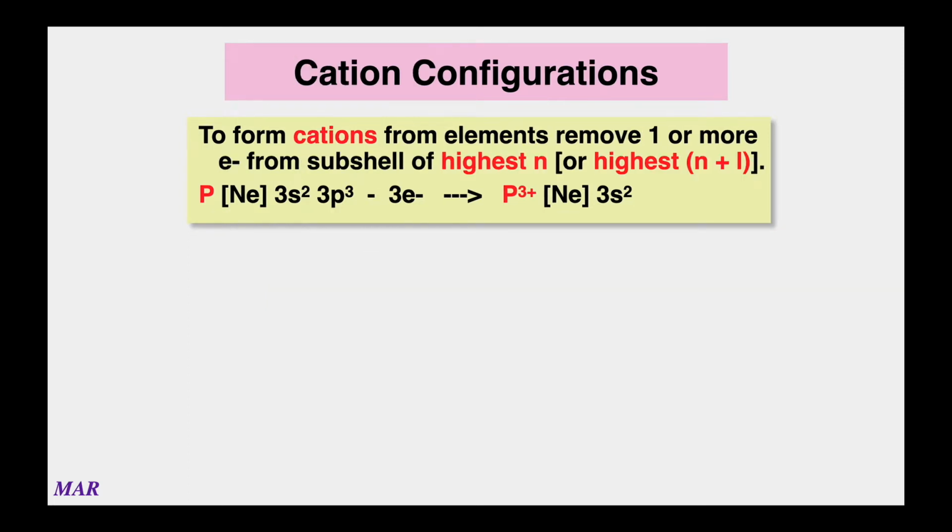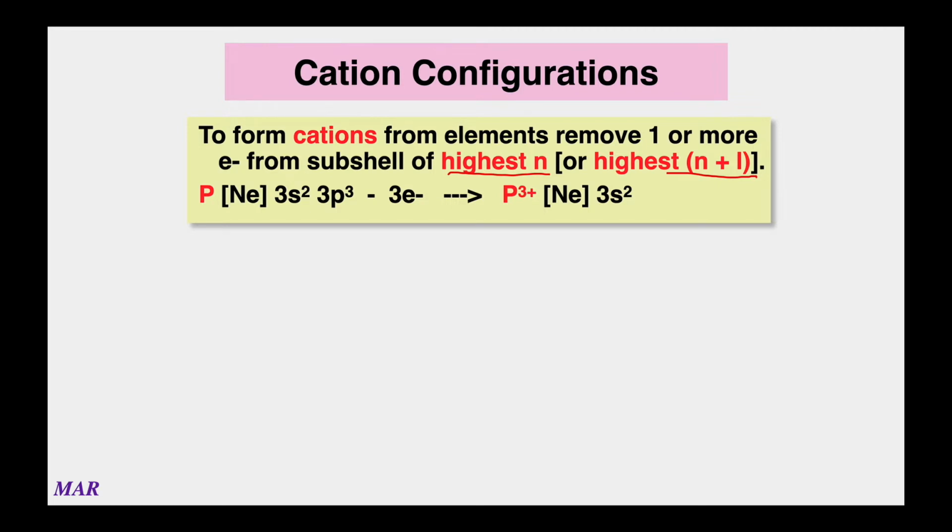Cations, the positive ions of the atom. What you want to do in these cases is take away electrons from a configuration. And the rule is a little strange, so I want to focus on that. You want to take it from the highest n, and if there's a tie, then you take it from highest n plus l. Phosphorus does make a positive 3 ion. It's rare, but it does happen.